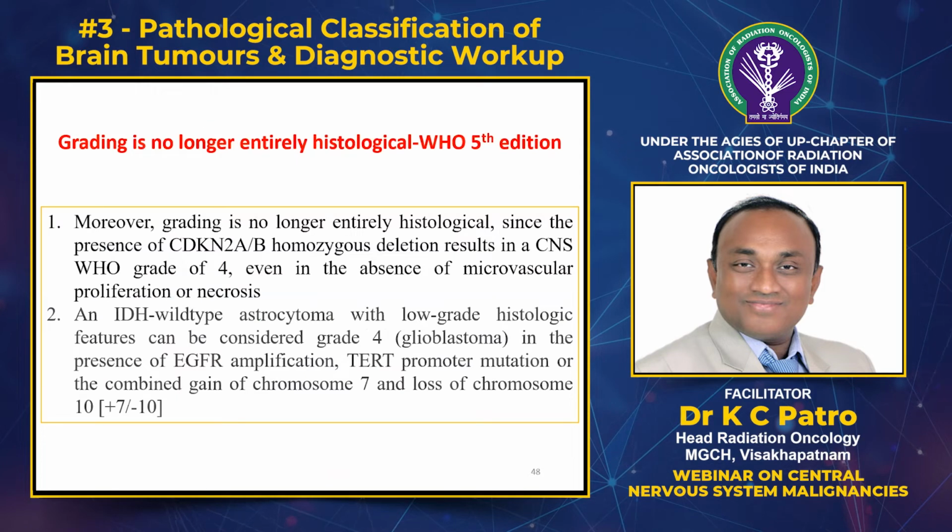So grading is no longer entirely histological, it is on a molecular basis. The presence of CDKN2A/B homozygous deletion results in CNS WHO grade 4 even in the absence of microvascular proliferation. Remember, CDKN2A/B deletion in an IDH mutant glioma, even in the absence of microvascular proliferation and necrosis, is regarded as grade 4. IDH wild type astrocytoma with low-grade histological features can be considered grade 4 in the presence of EGFR amplification, TERT promoter mutation, and combined gain of chromosome 7 and loss of chromosome 10.